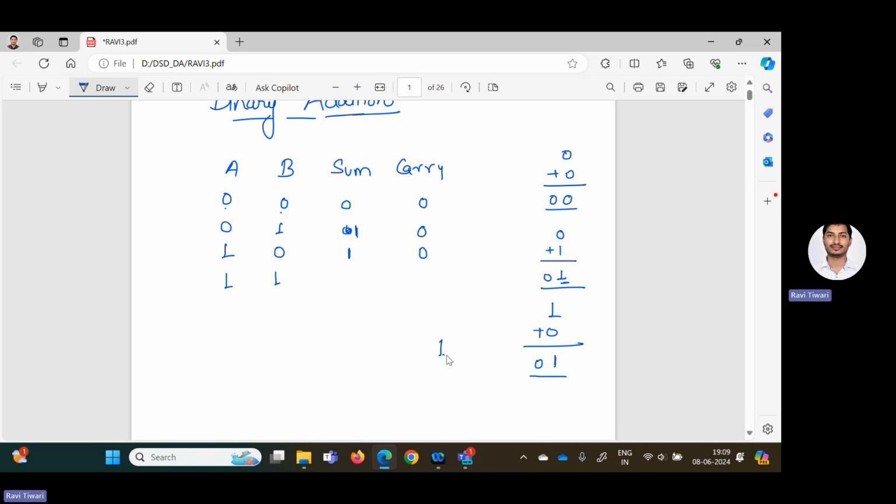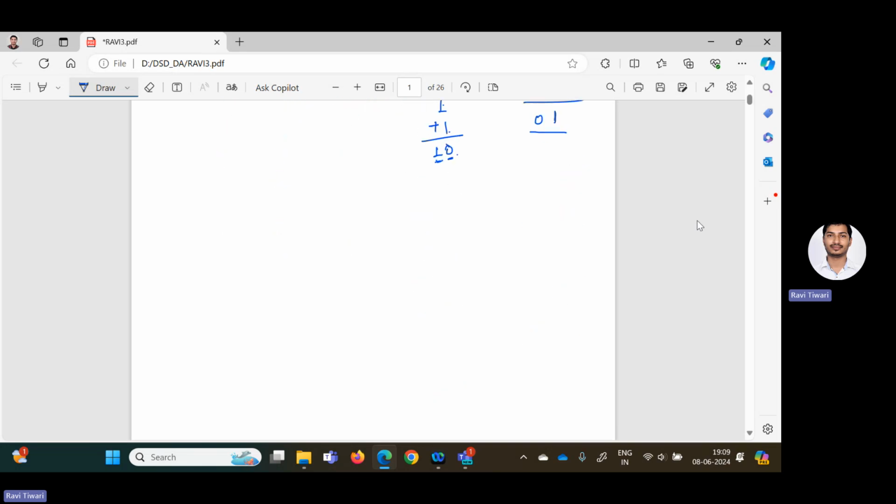If you add 1 plus 1, the actual answer should be 2, right? How can we represent 2? We represent 2 as 1, 0. You can also check that if you add two decimal numbers, 1 plus 1, you should get 2, and the representation of 2 is 1, 0. So the sum will be 0 and carry is 1, right? So this is the first thing that we should know.